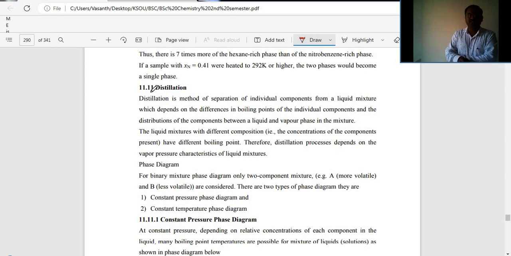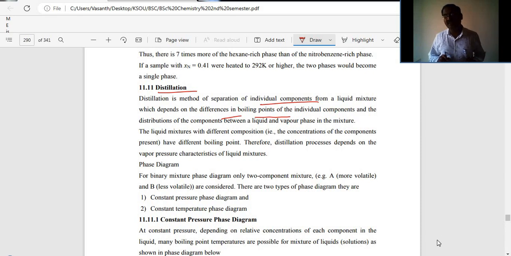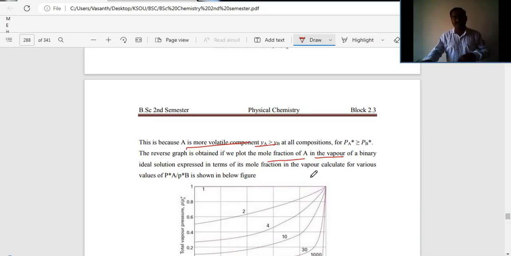Next we have to discuss distillation. What is distillation? Distillation is a method of separation of two individual components from a liquid mixture, which depends on the differences in boiling points of the individual components and the distribution of components between a liquid or vapor phase.